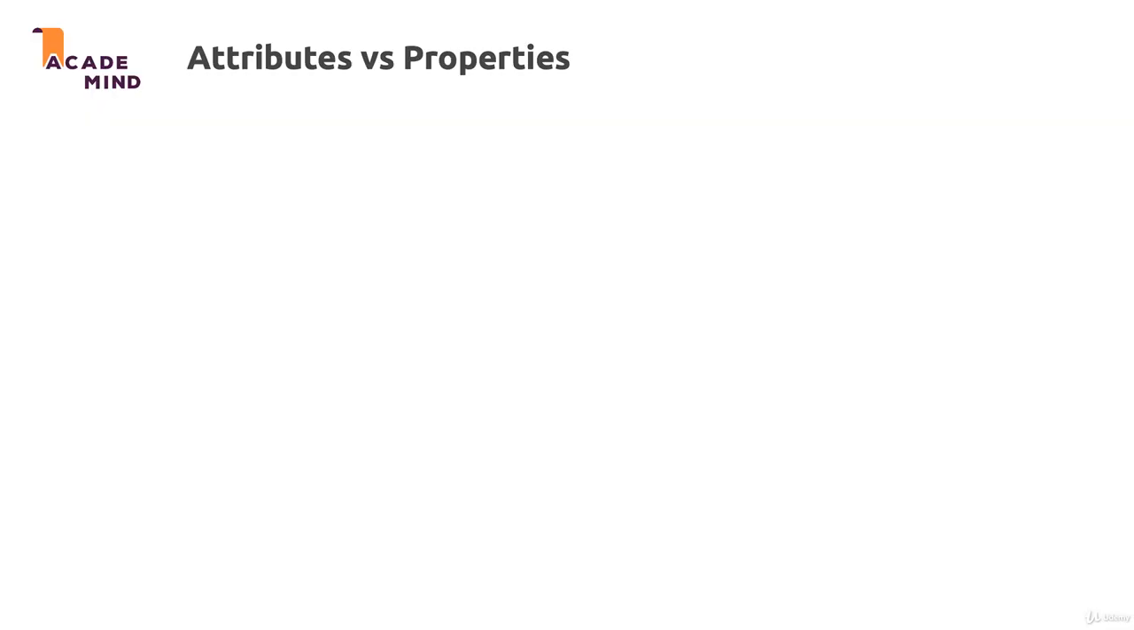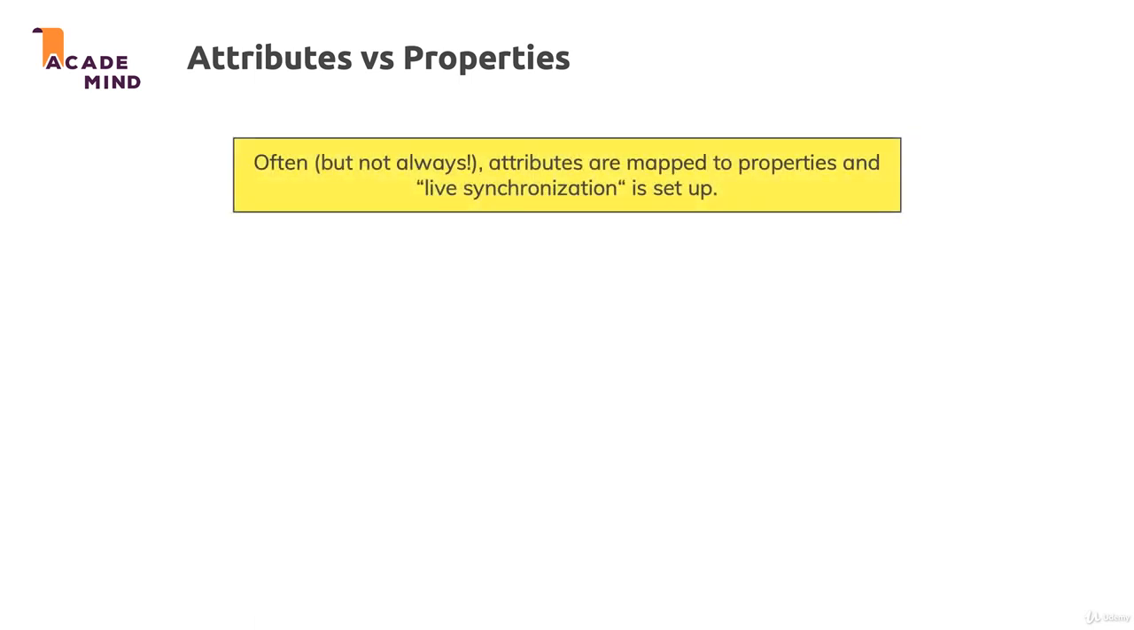When speaking about manipulating elements, it's also important to understand the difference between attributes and properties, because it's easy to confuse these two things or to not even be aware of these two different things. Because often, indeed, attributes are mapped to properties and some live synchronization is set up, and I'll show you what I mean in a second. But that's not always the case.